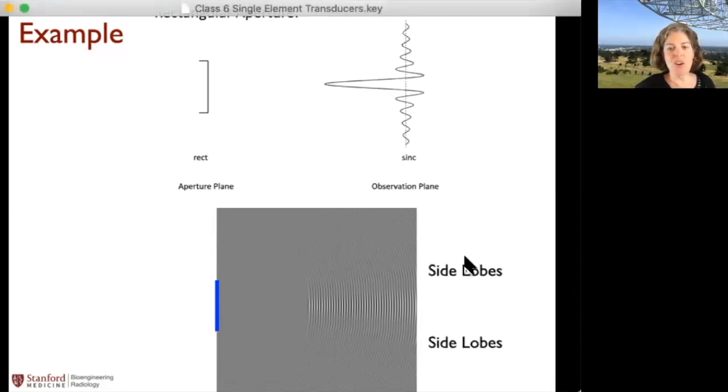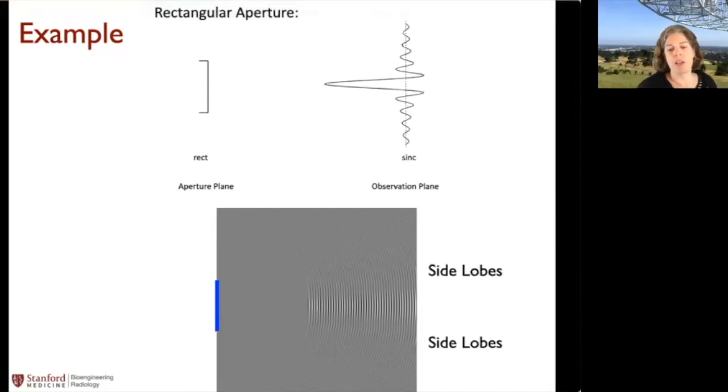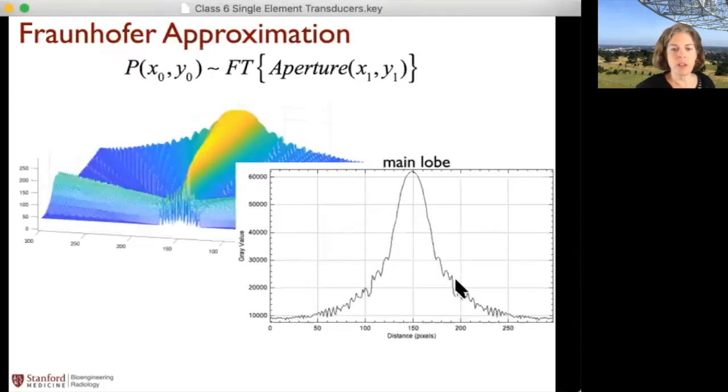Okay, so in other words, whenever we have some aperture, so our transducer, we could kind of figure out what the shape of the far field is going to look like. And in fact, that's what we saw there. So the pressure field is the Fourier transform of the aperture function. Again, it's totally awesome.